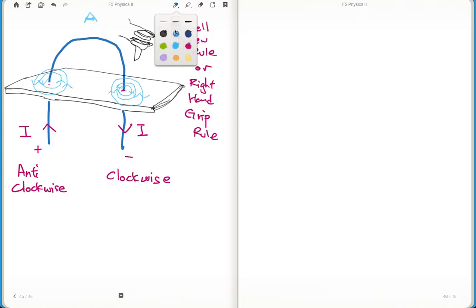That is the direction, the grip rule, Maxwell's grip rule. For the first part, if you want to trace it, it will be the left one here. You have a dotted line, and those dotted lines represent iron filings.